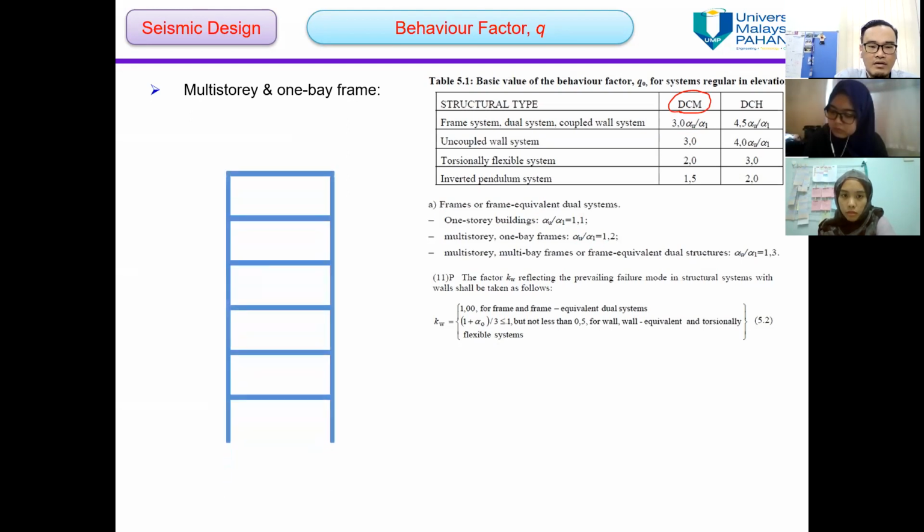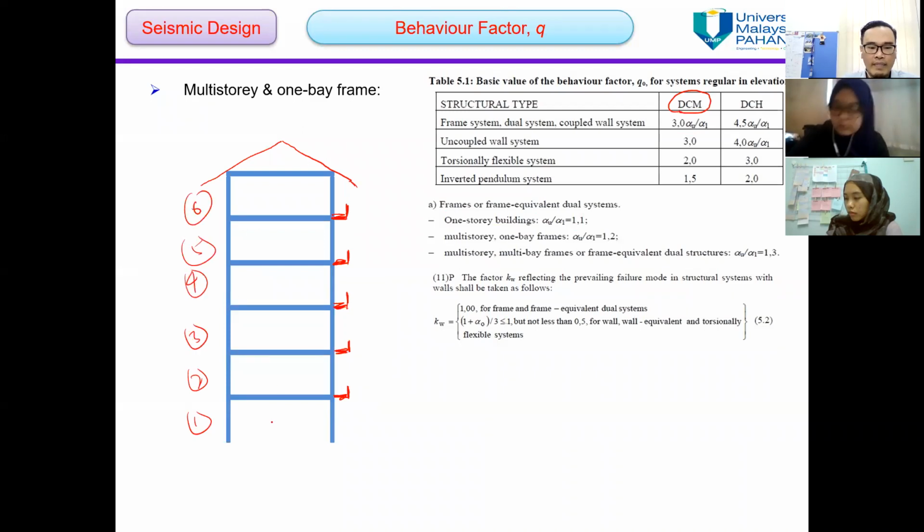Okay, and this is the multi-story one-bay frame. Maybe you can remember back during your school time. Okay, maybe this is the roof trusses, pitch roof, I mean. And then we might have a corridor here. Okay, this is multi-story. One story, 1, 2, 3, 4, 5, up to 6 story, but only one bay. Okay, this is one bay. We call from column to column only one bay. This is why we call this system multi-story and one bay frame.